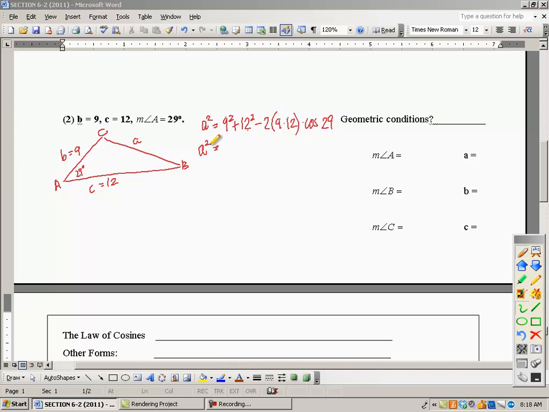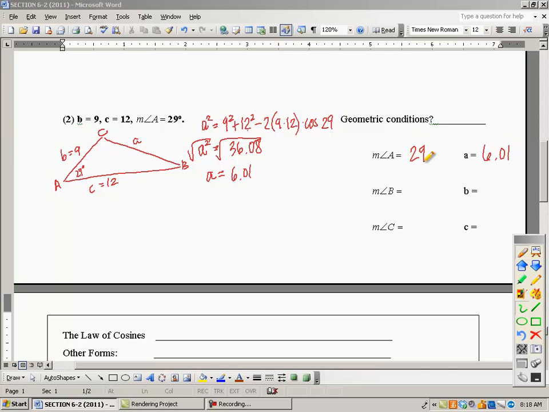Now, this is all numbers, so just stick that right in your calculator. You end up getting that a squared is 36.08. So to find side A, you square root. We don't want plus and minus because you can't have a negative side length of a triangle. So you end up getting 6.01 for side A.